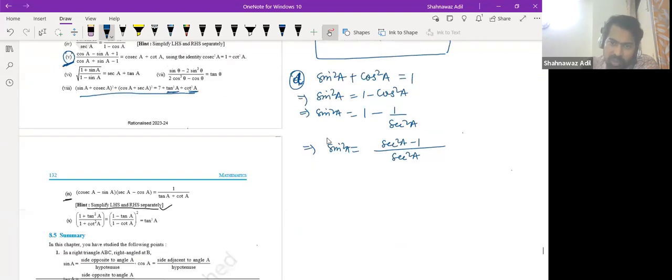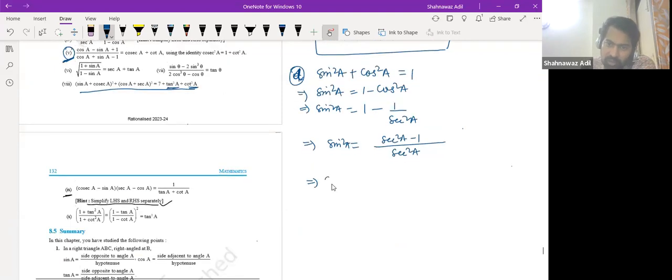So sine A would be how much? This would be the root of sec square A minus 1 divided by sec square A. This is a full square, so it will come out of the root.